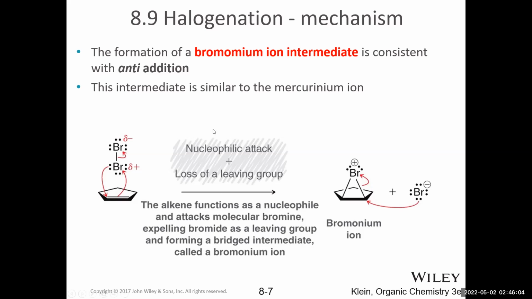So in that first step where we showed nucleophilic attack and loss of a leaving group, if one of the other lone pairs on the bromine that got attacked reacts with the empty p orbital, the positive charge that's developing on this carbon, then we end up with a 3-membered ring where both carbons are bonded to bromine and the bromine has some positive charge.